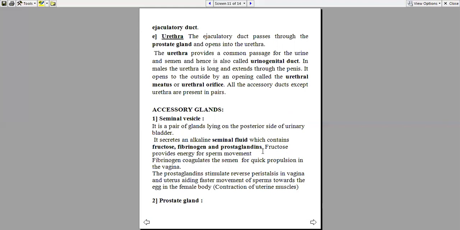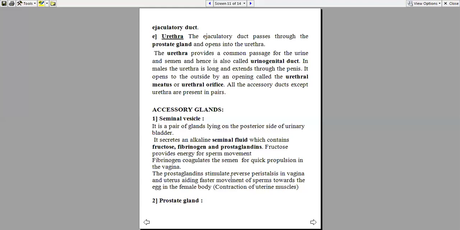The majority part of the semen, which is the reproductive fluid in males, is the seminal fluid. What is the function of fructose? Fructose, being a sugar, provides energy for sperm movement. Fibrinogen acts as a coagulant, so it coagulates the semen. Coagulate means it converts liquid semen into a semi-solid fluid, for quick propulsion in the vagina, meaning quick movement in the vagina.